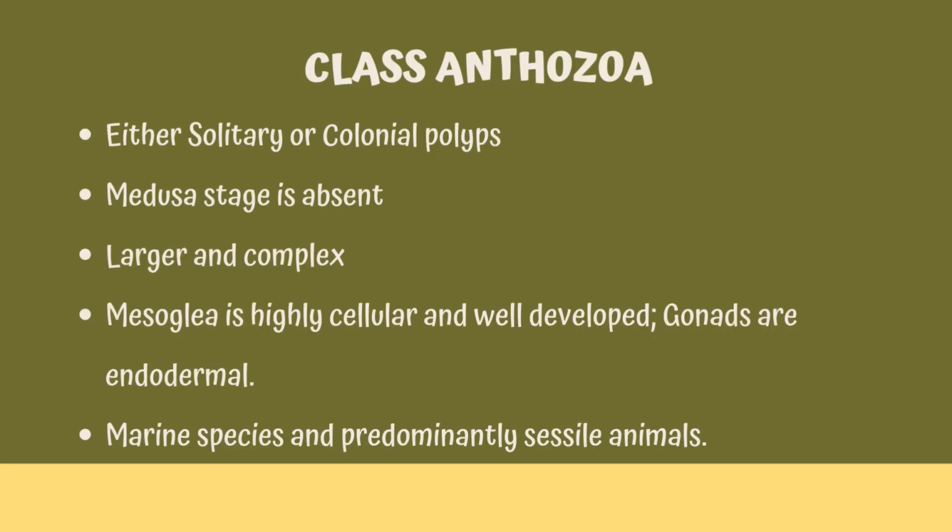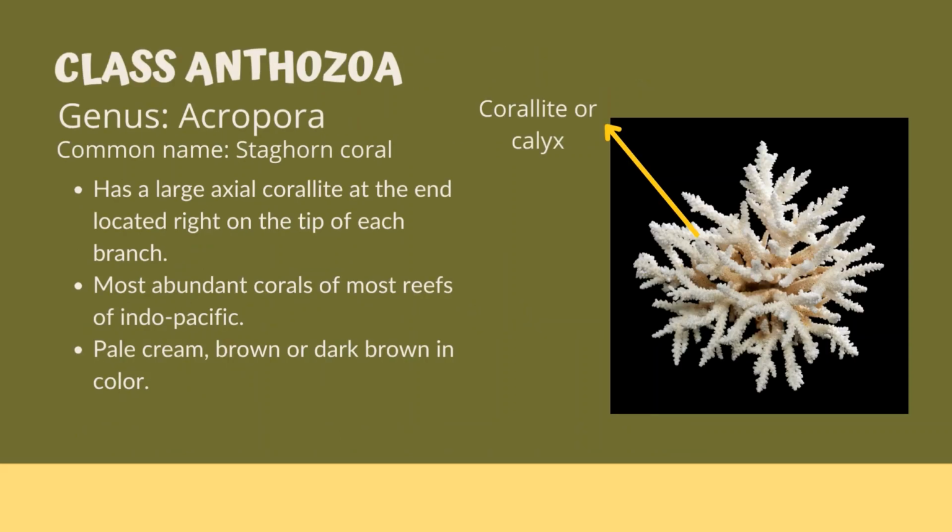Now for the class Anthozoa, they are either solitary or colonial polyps, and their medusa stage is completely absent. The anthozoan polyp is larger and more complex than the polyps of other classes. Their mesoglea is highly cellular and well developed, and their gonads are endodermal. They are also mostly marine species and predominantly sessile or stationary animals.